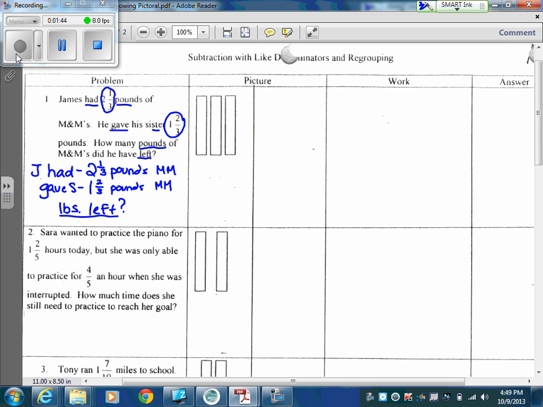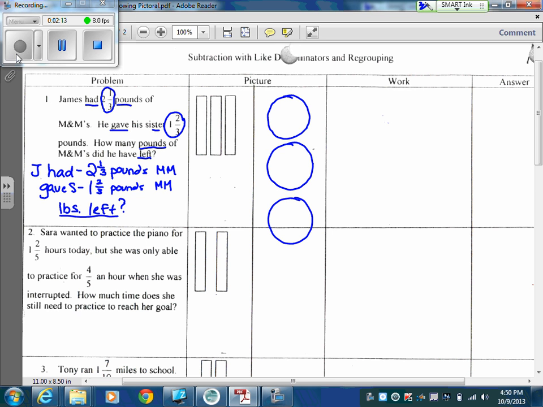So I look at my numbers and I'm going to change it into pizzas. So let's say that James has these pizzas. In my picture, I'm going to draw the pizzas. He has a whole pizza. He has another whole pizza. And then he has, really, he had to buy a whole nother pizza, but he only has a third.